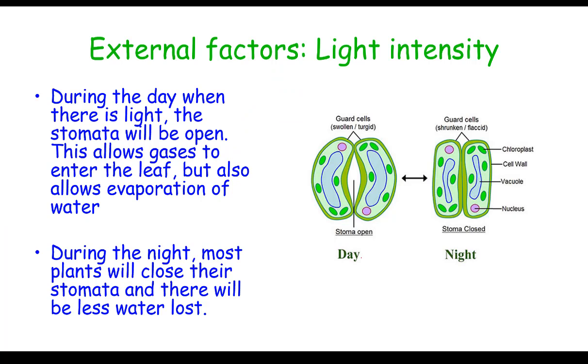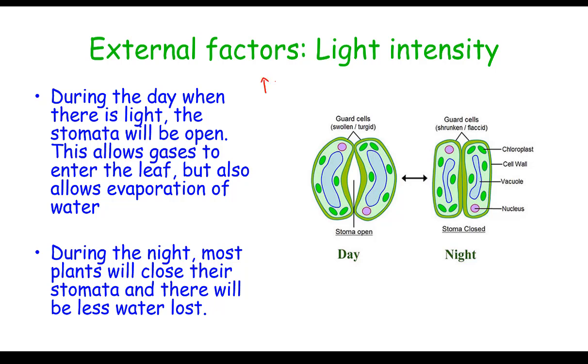Now light intensity doesn't directly affect the rate of transpiration, so it has its effects indirectly. And this is why. During the day when there is light, the stomata will be open. This allows gases to enter the leaf so that photosynthesis can take place, but it also allows the evaporation of water. During the night, most plants will close their stomata because there's no light, so they won't be photosynthesizing, so there'll be less water lost. So light intensity indirectly affects it.